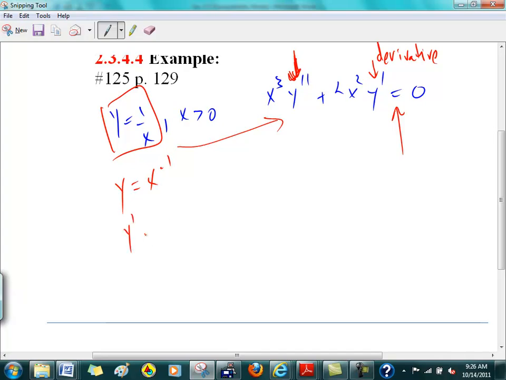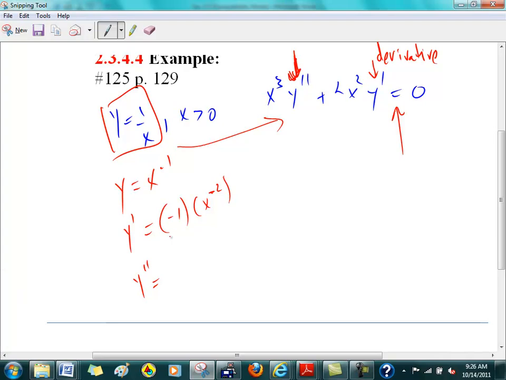What's y prime equal to then? Negative 1 times x to the negative 2. So everybody with me using the power rule? What's y double prime? So differentiate y prime now. Benjamin, pay attention here. Differentiate y prime.